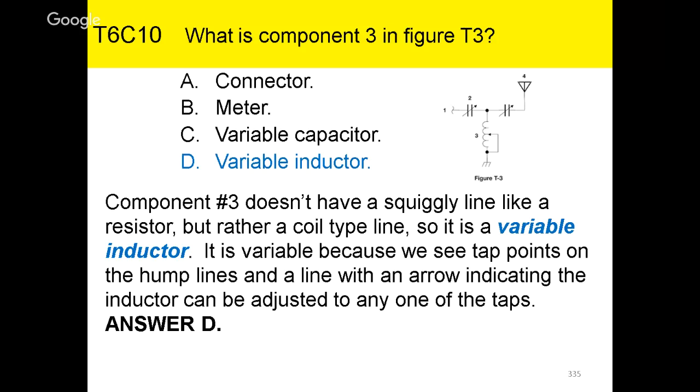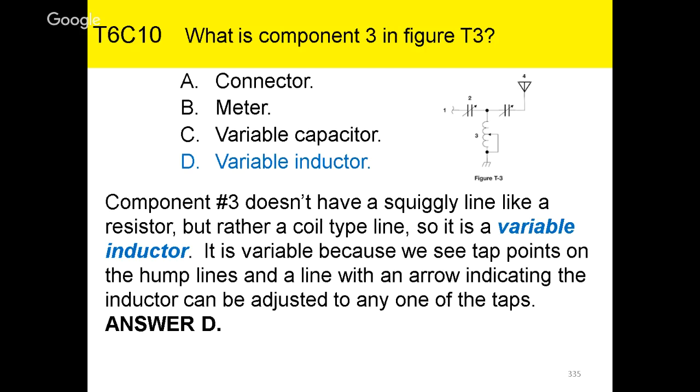It's variable because we see tap points on the hump lines, and a line with an arrow indicating the inductor can be adjusted to any one of the taps. Inside of an antenna tuner is typically an inductor, and most of them have a capacitor or possibly two capacitors. One is on the transmitter side and the other one's on the antenna side. And it also has a roller inductor. So the combination of the inductor and the capacitor basically makes up a tuned circuit.